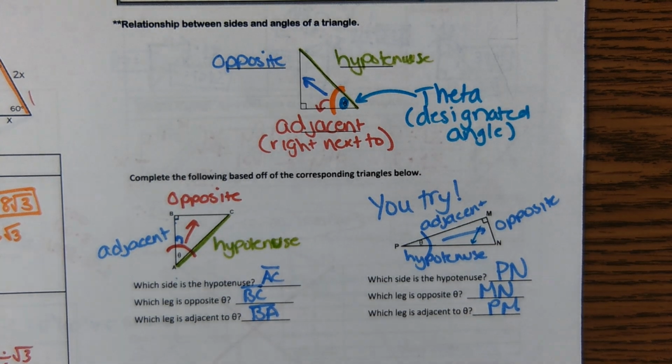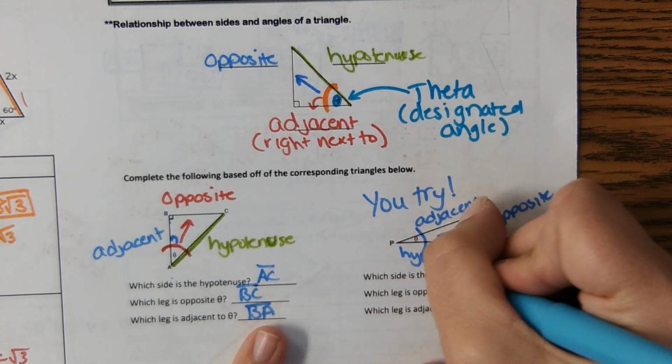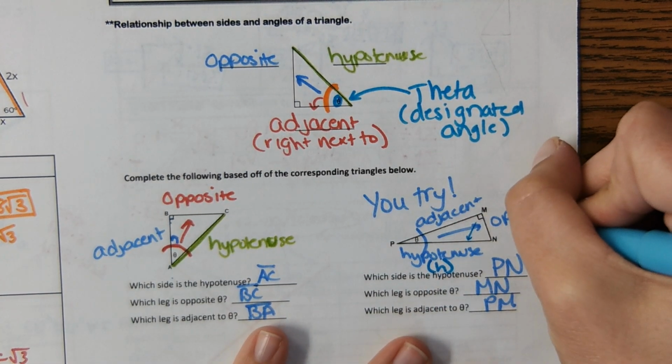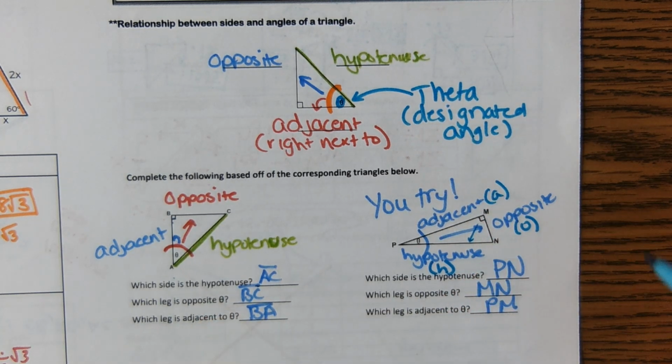So going forward, we're going to abbreviate these so we don't have to write them out every time. So instead of hypotenuse, we're going to just write H. And instead of opposite, we're just going to use O. And for adjacent, we're just going to use A. So that'll make the process quicker. Okay, then when you got that, we're going to flip to the next side.